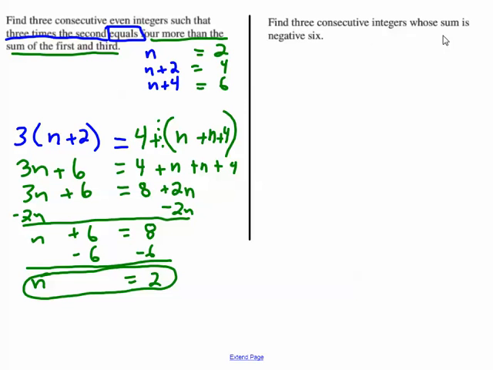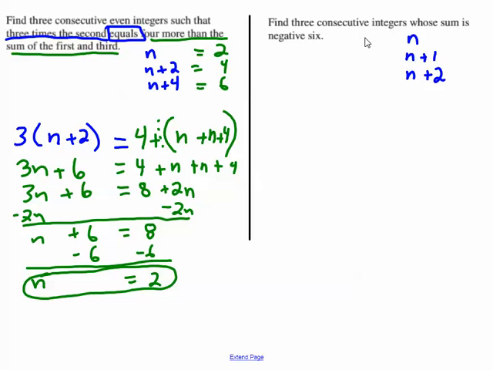Alright, find three consecutive integers whose sum is -6. Okay, well, three consecutive integers. We've got to define those integers. n, consecutive integers, n plus 1, n plus 2.